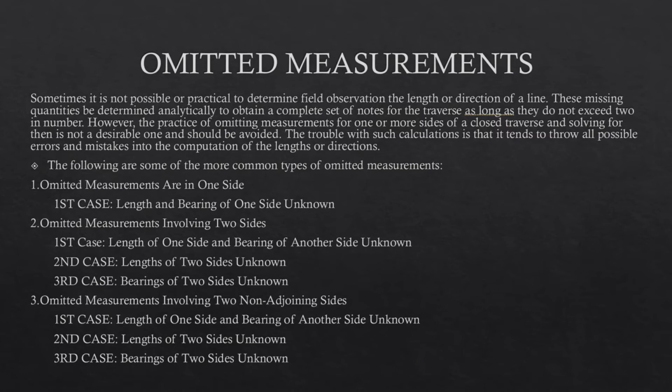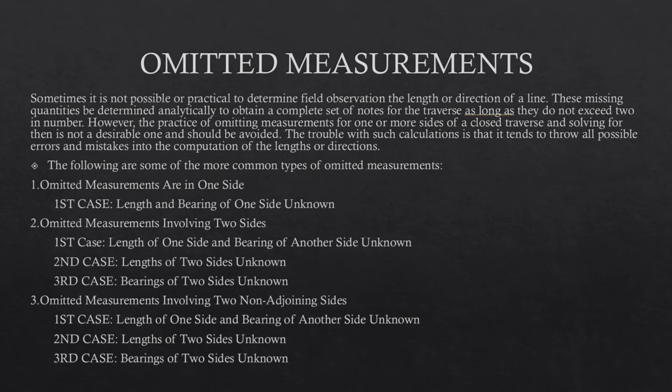However, the practice of omitting measurements for one or more sides of a closed traverse and solving for them is not a desirable one and should be avoided. The trouble with such calculation is that it tends to throw all possible errors and mistakes into computation of the lengths and directions. Okay. So, meron tayong tatlong type ng omitted measurements. So, meron tayong omitted measurements in one side. So, nasa isang side lang.